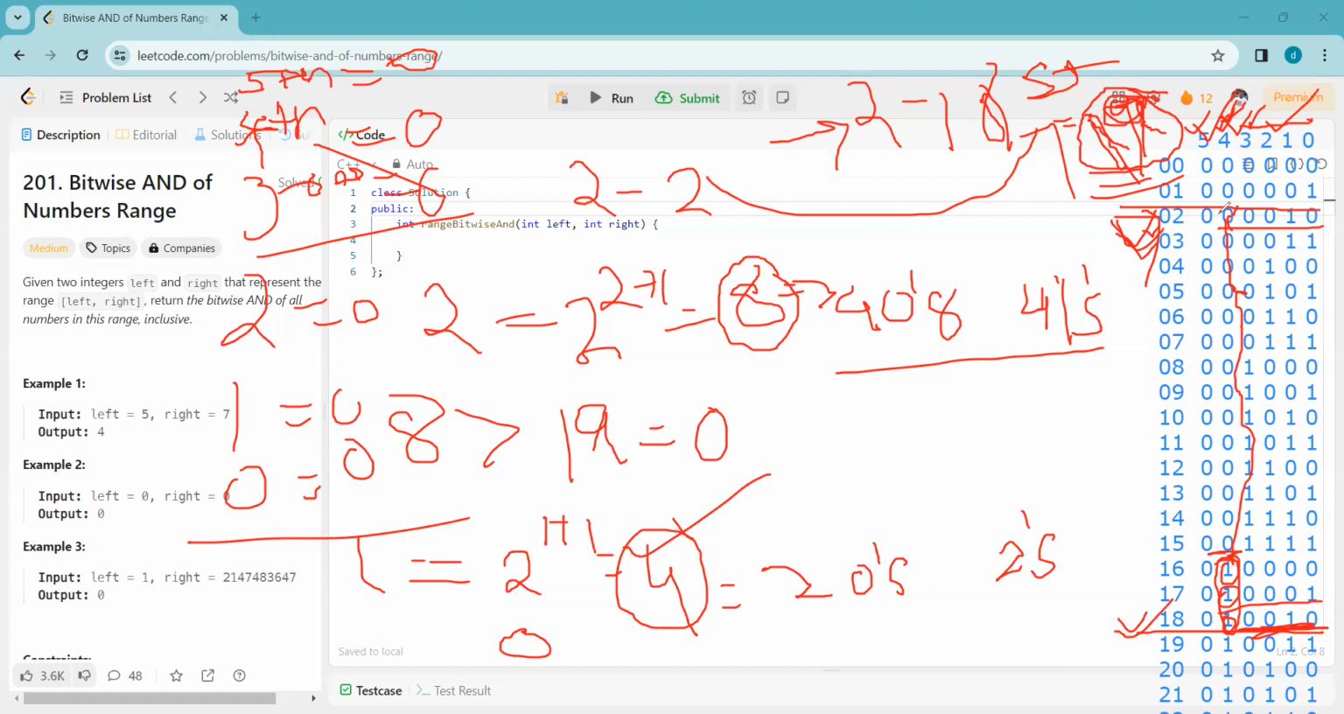So let's see whether it's like that or not. So we have a 0, that means it will be 0. In this also we have a 0, that means it will be 0. In this also we have a 0, it is 0. In this range also we have at least one 0, that is 0. That means our bitwise AND operation for this range will be 0. Let's take one more example.